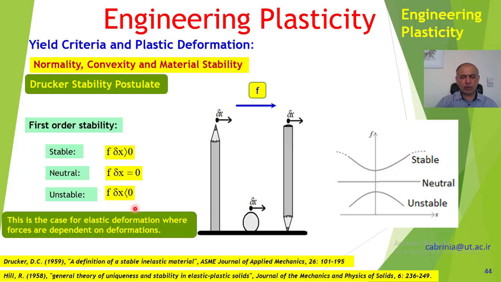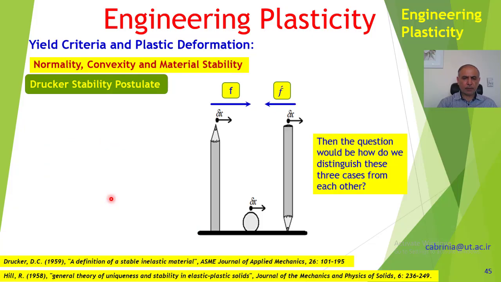How do we apply this to the real material? I will show you in a minute. So this is the case for elastic deformation, where the forces are dependent on deformations. In the elastic case, it's like a spring. If we apply a force, we get a displacement proportional to the magnitude of the force. So that's why we could find out whether it's stable or unstable very easily. First order stability.